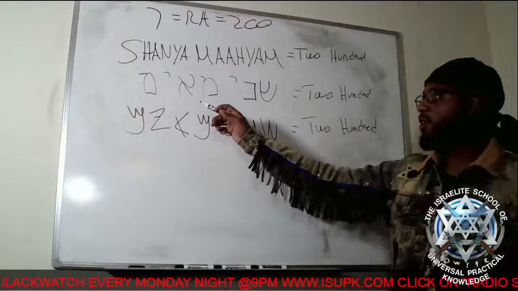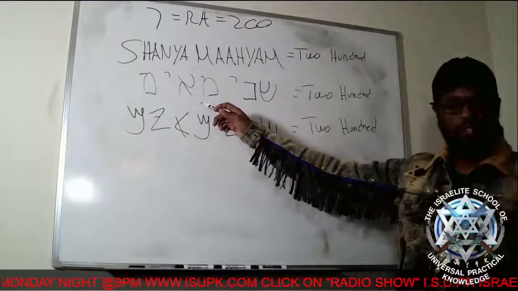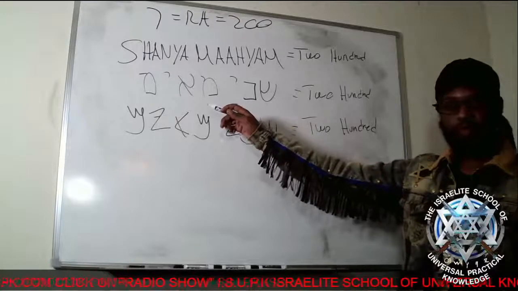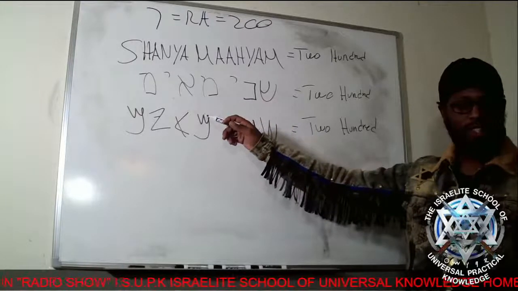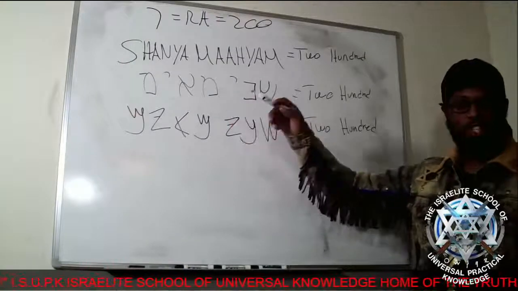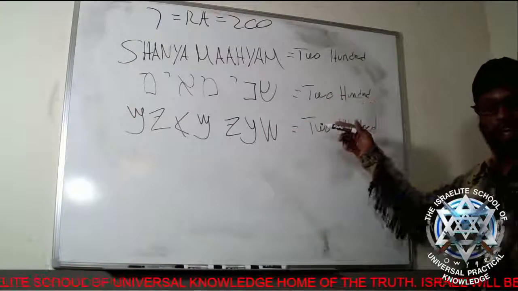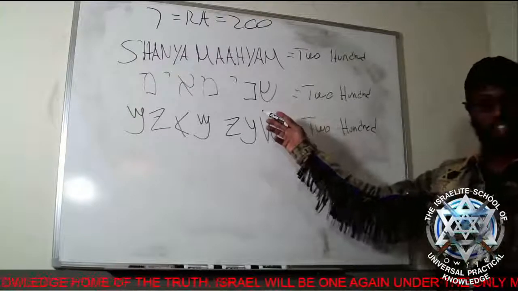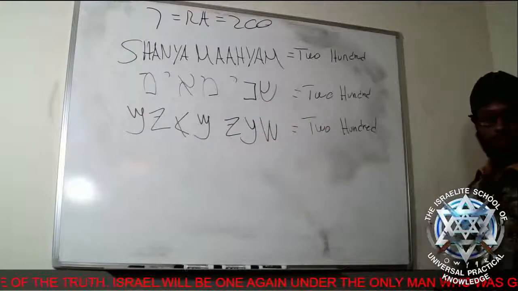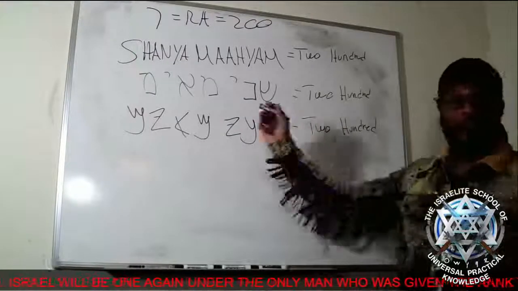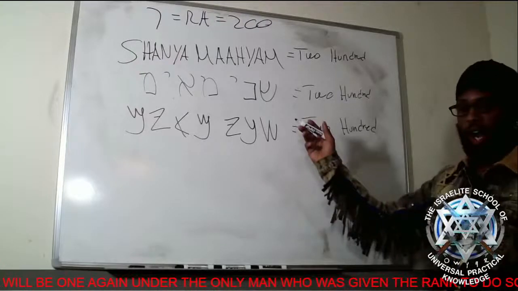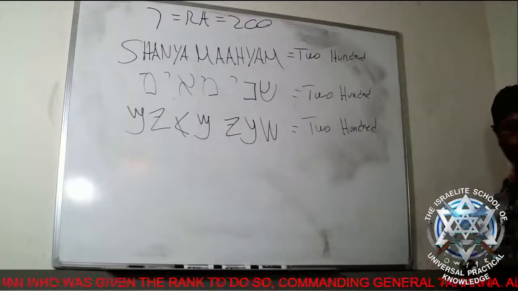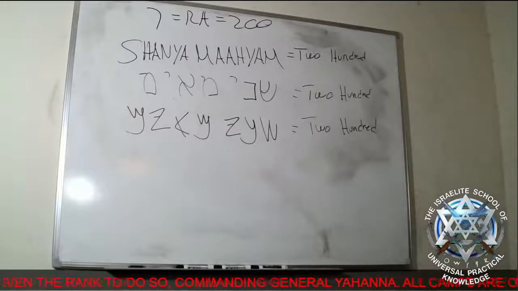And of course the yim at the end is letting you know that you did 10 times 10, because there's 10 tens. So you did 10 plus 10 plus 10, ten times. Of course, we know multiplication: 10 times 10 is equal to 100. Shanya, so you know that there's two hundreds. You put it together, it's Shanya Ma'ayim, which is 200.